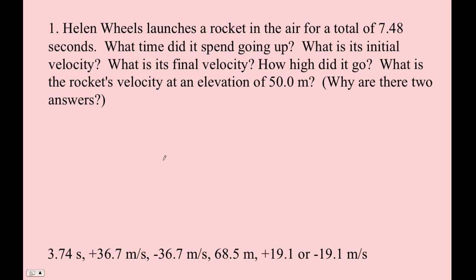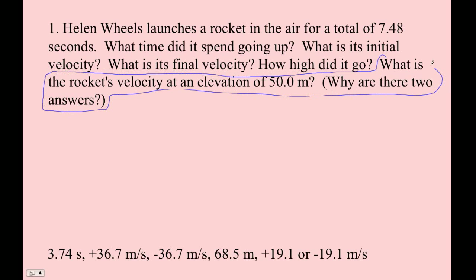Okay, in this final video for number one, we're going to solve the last part, and that is, what is its velocity at an elevation of 50 meters, and why are there two answers? Okay, we've already answered these. Now, in the previous part here, we got that the initial velocity, this 36.7, was really 36.652. And that's what I'm going to use. That's the unrounded version here.